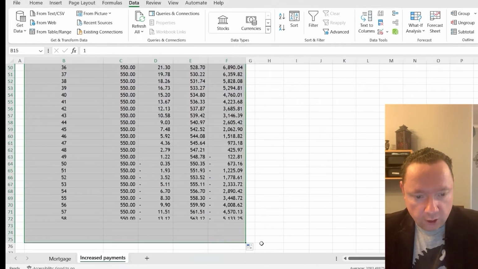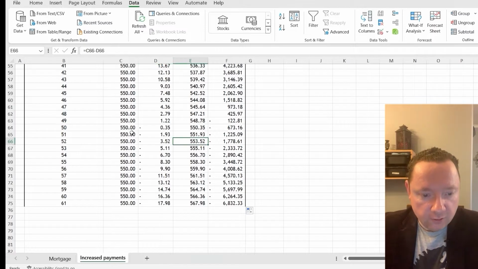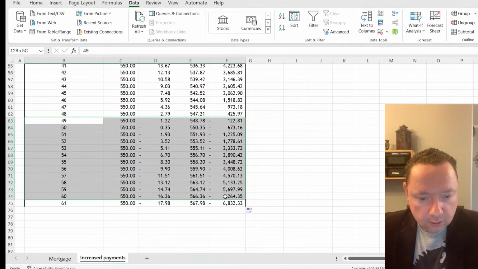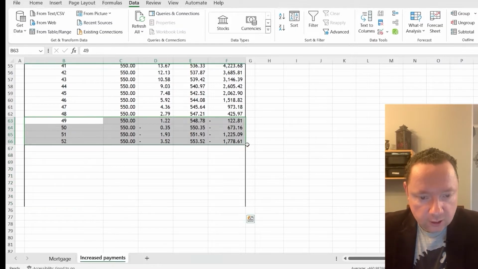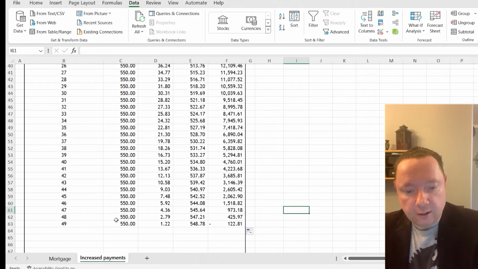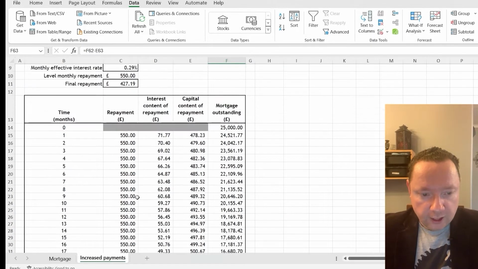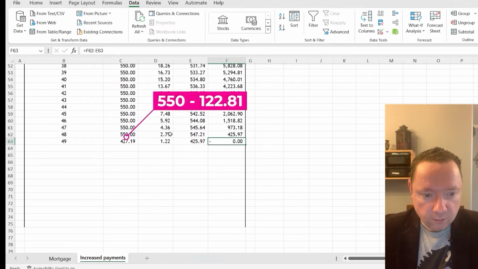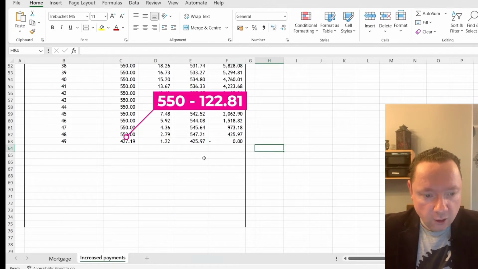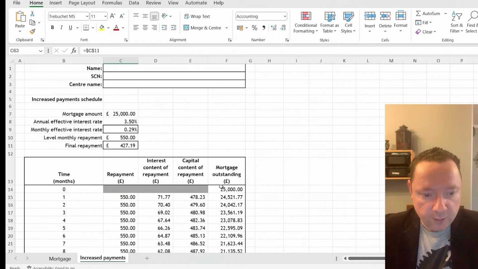You're going to have to keep doing it until you can actually see that after that amount, we've gone too far, because you're starting to get minuses. So we can just take them away, and that means that the repayment in month 49 is just 427.19, and you'll get your 0 there. So there you go. 427.19 is the final repayment amount.